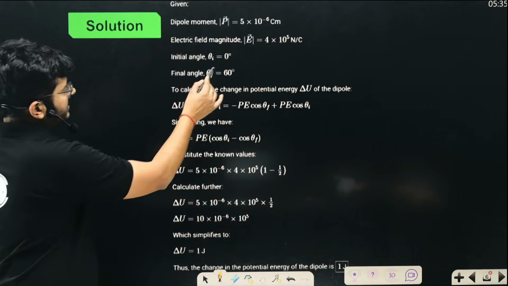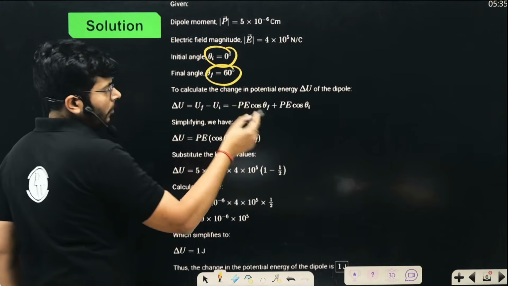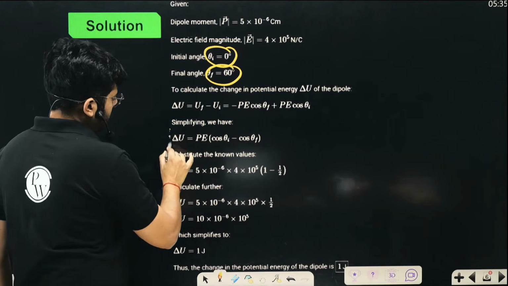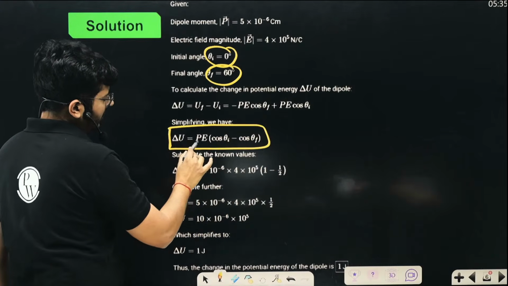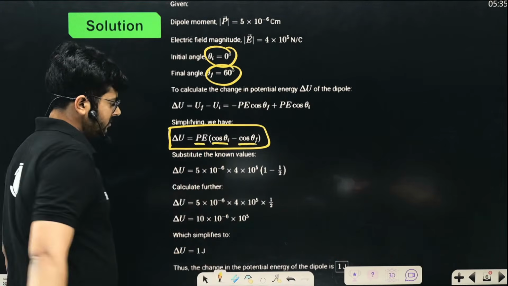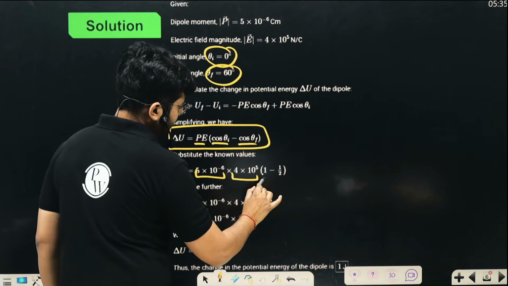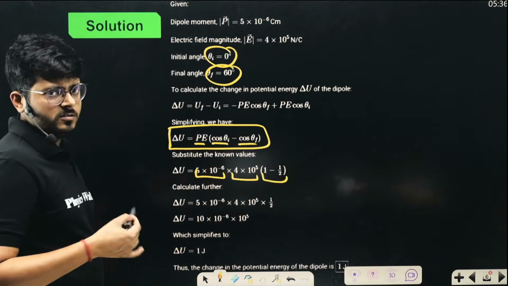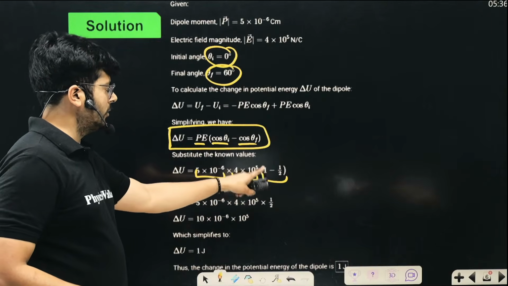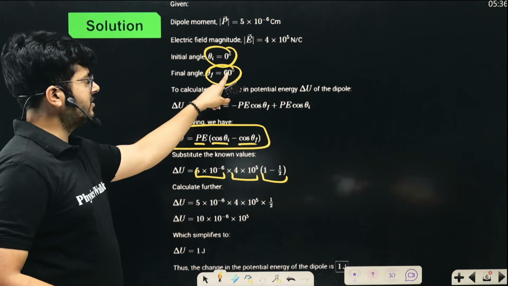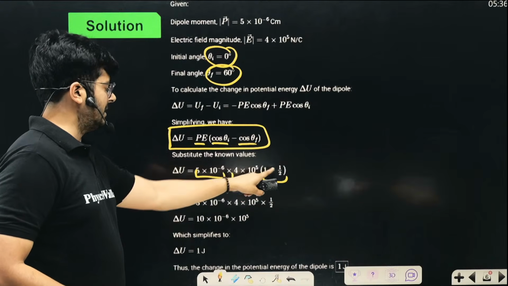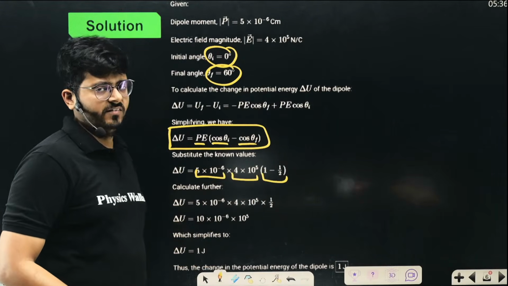From here you can see that the initial angle is 0, then you are rotating it by an angle of 60 degrees. So the change of potential energy, or the amount of work done, will be PE (cos theta I minus cos theta F). The dipole moment is given, the electric field is given, and cos theta I, cos 0, is 1, and cos theta F, cos 60 degrees, is half. So 1 minus half is half. Just multiply that and you will have the answer, 1 joule.